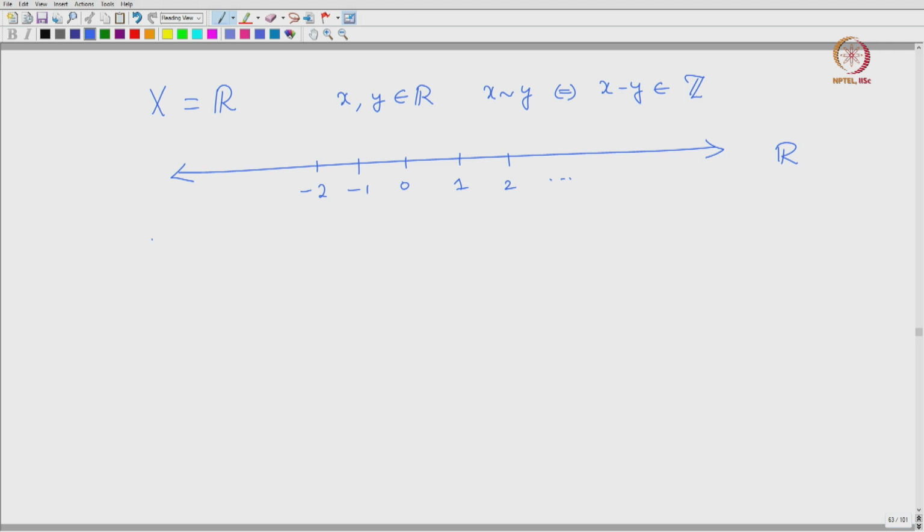So let us look at 0 first. The equivalence class associated with 0 will be all elements x in R such that x and 0 are related. Now, note that x is related to 0 if and only if x minus 0 is an element of the integers.